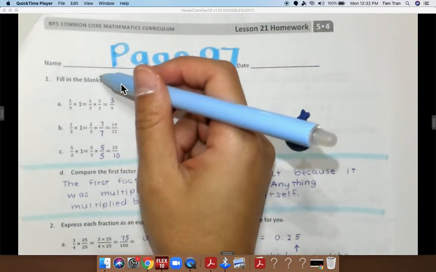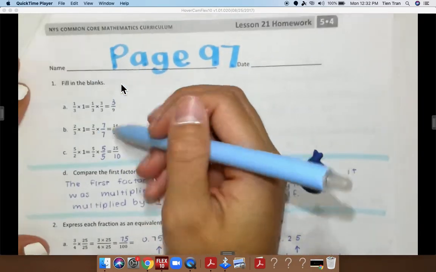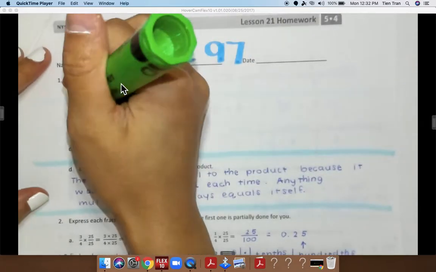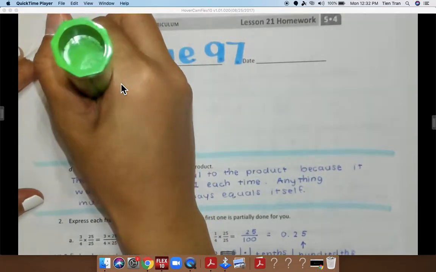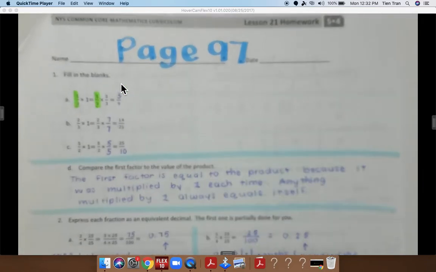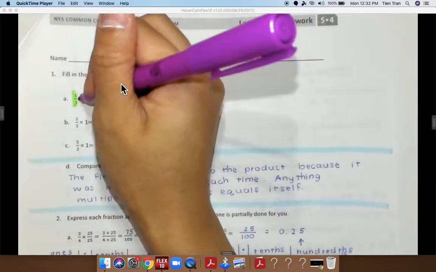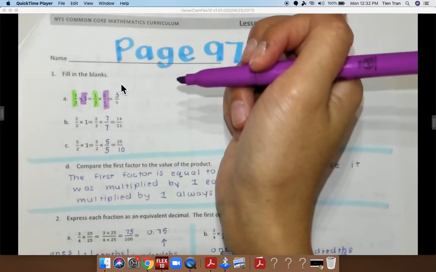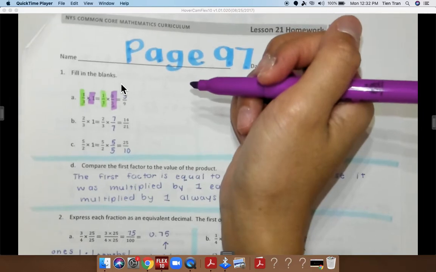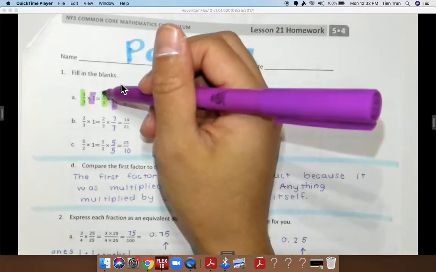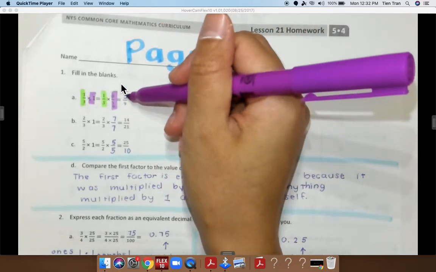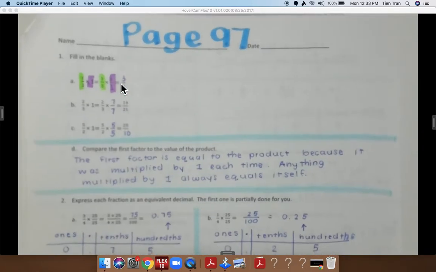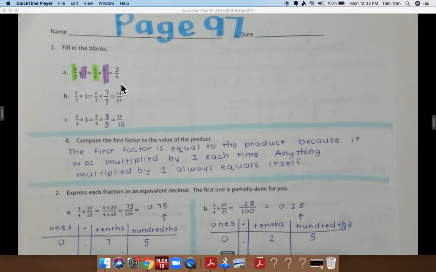It asks you to fill in the blanks. So right here we have 1/3 times 1. Notice that this 1/3 is the same as this 1/3. And then we have the number 1. And we also have 3/3. Remember that 3/3 is equal to 1, so it's the same. So now they're multiplying. So we have 1 times 3, which is equal to 3, and 3 times 3, which is equal to 9. Next, we have 2/3 times 1.